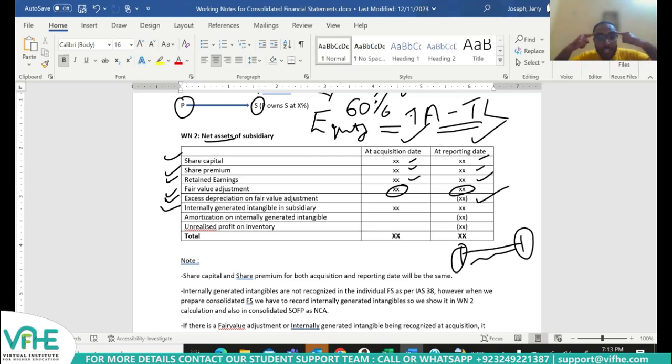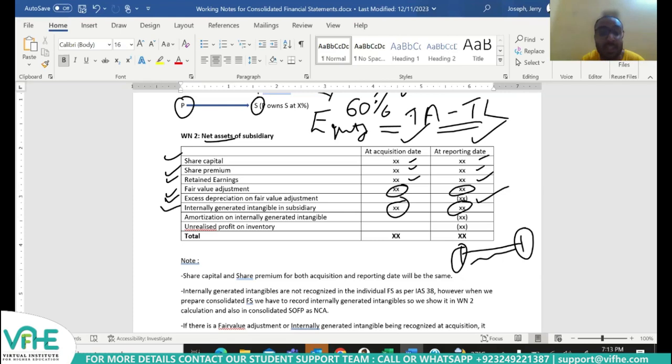However, logically, when we are buying the subsidiary, we are buying the internally generated intangible as well. Now there is a cost coming in for the internally generated intangible. So we can recognize this internally generated intangible in the consolidated financial statement. That is the logic behind this. So definitely we have to recognize internally generated intangible. Definitely it will be the same for the acquisition date and the reporting date. Definitely the intangible is coming in.